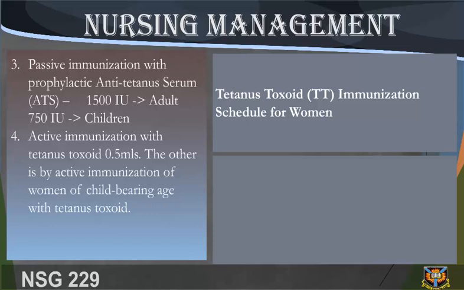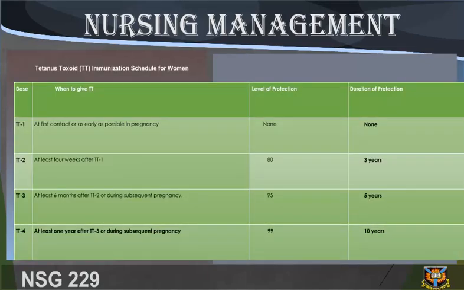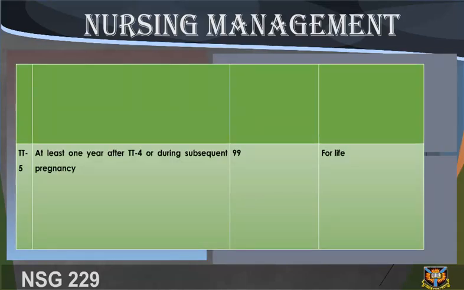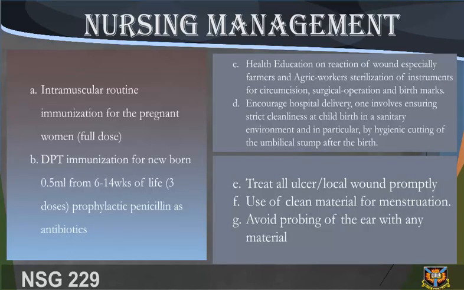Tetanus toxoid TT immunization schedule for women. See table. A. Intramuscular routine immunization for the pregnant women, full dose. B. DPT immunization for newborn, 0.5 ml from 6 to 14 weeks of life, 3 doses.